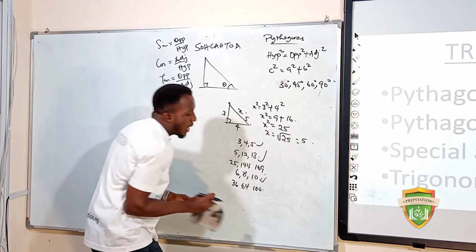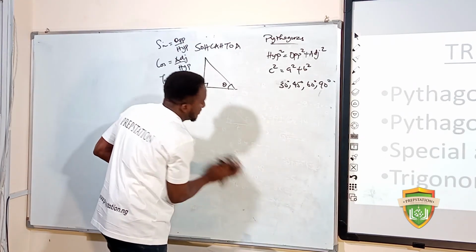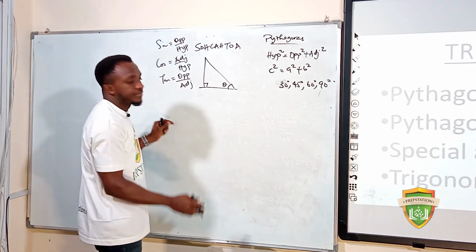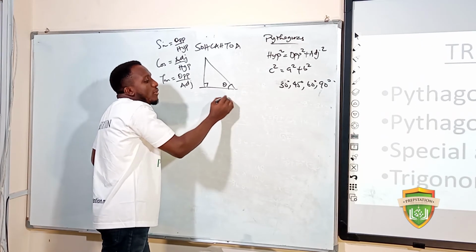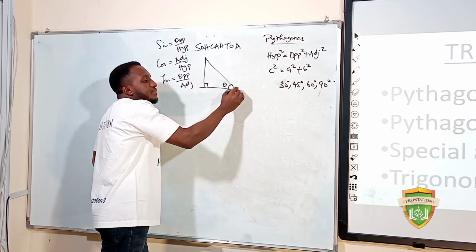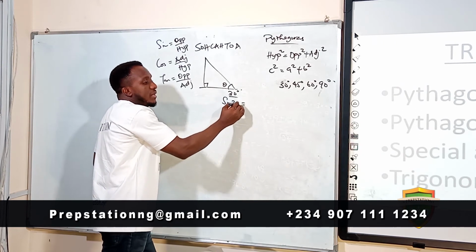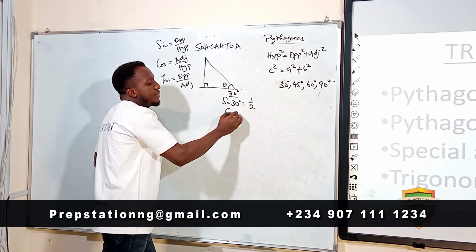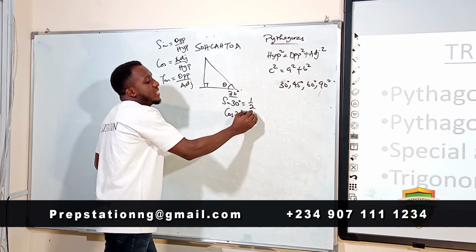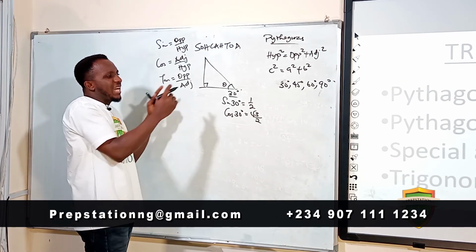So we're going to talk about special angles, like I said. I'll just give you quickly, just put it in mind. You can write it down somewhere and memorize it, please. Now, let's start with 30 degrees. Sine 30 is 1 over 2. Cos 30 degrees is root 3 over 2. Can you see this?